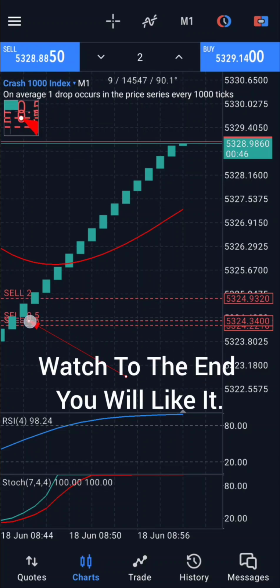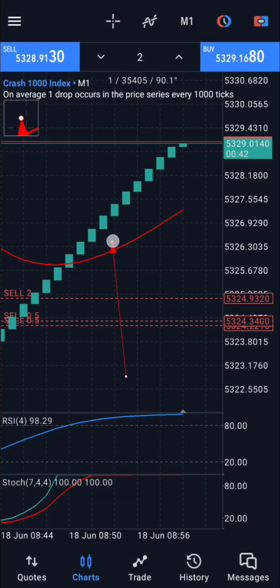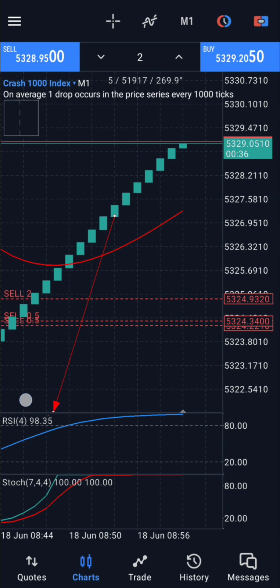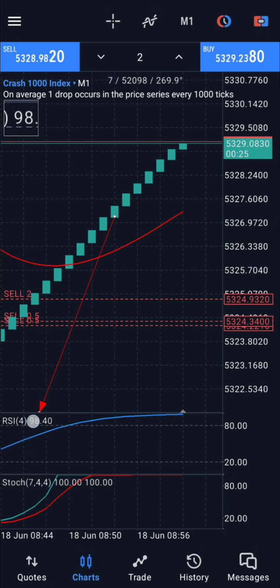If we can count the stick from this entry point, we can count like 10 or even more. Now we've seen that at this point we are having 98. So this 98 means it has gotten to the overbought level, and what we actually set at this point is 80. Here we are having 98 and you can see it's still counting.